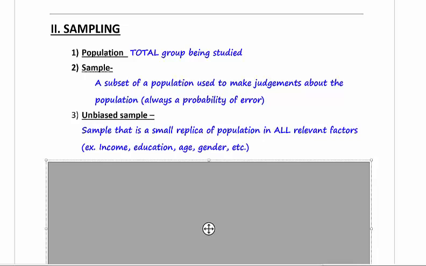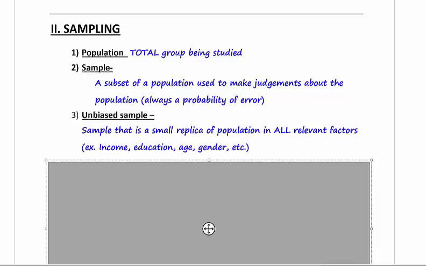The sample is the subset, and remember a subset is included in the population, but it can be smaller than or equal to. Usually the sample is going to be smaller. So a sample is a subset of a population used to make judgments about the population. There will always be a probability of error when you're doing a sample because you're not getting every single piece of information in when you're doing it.